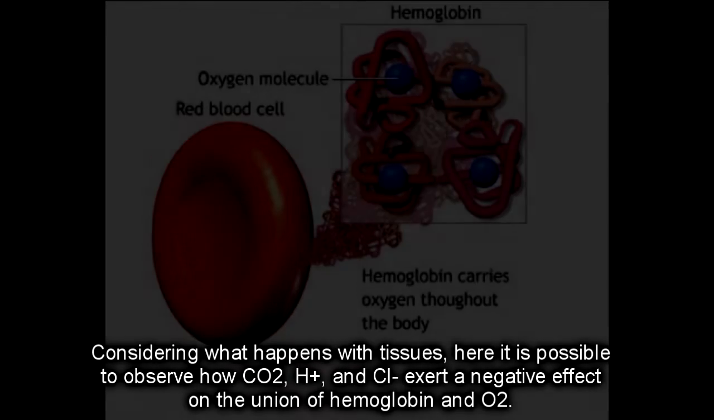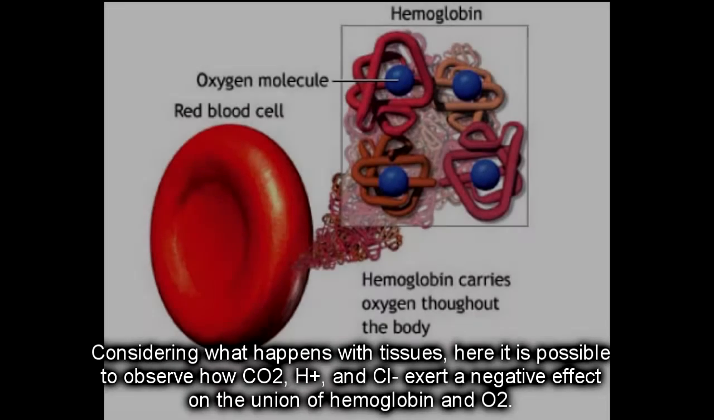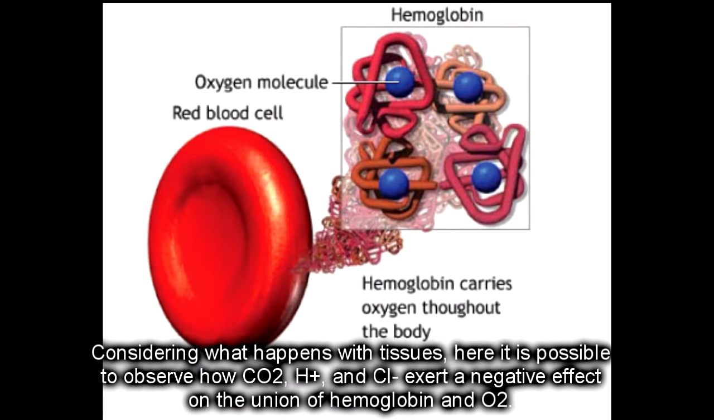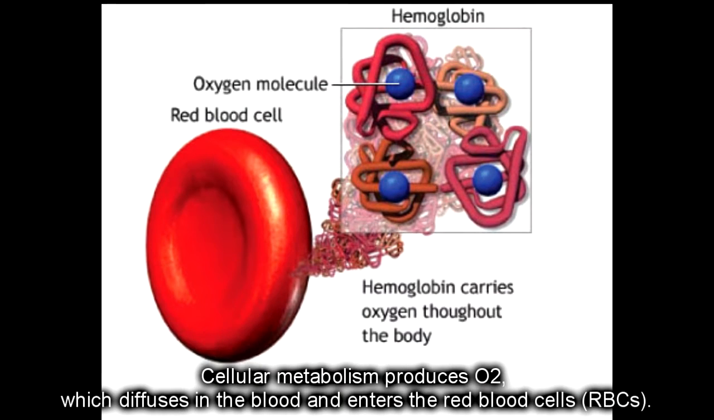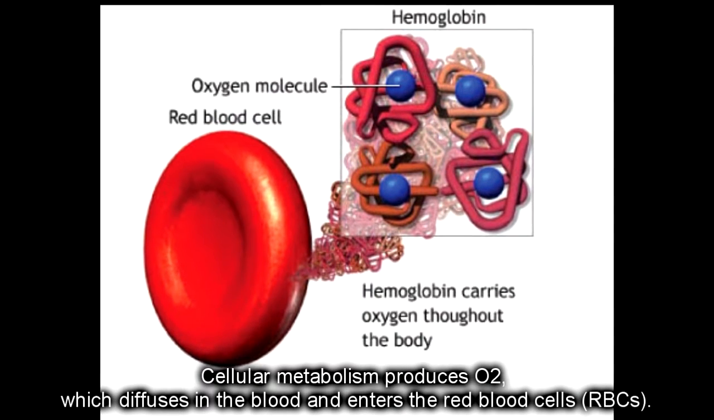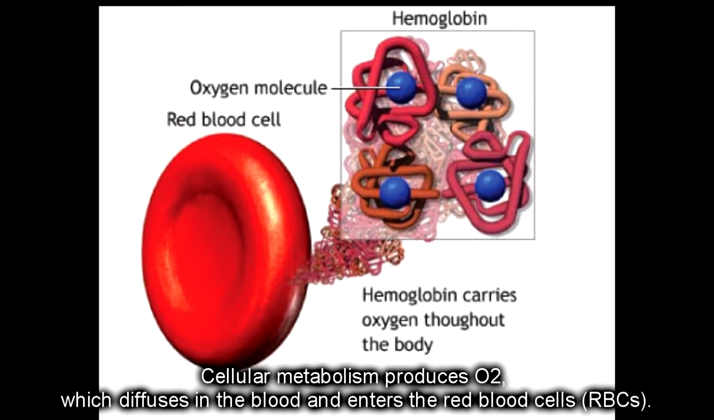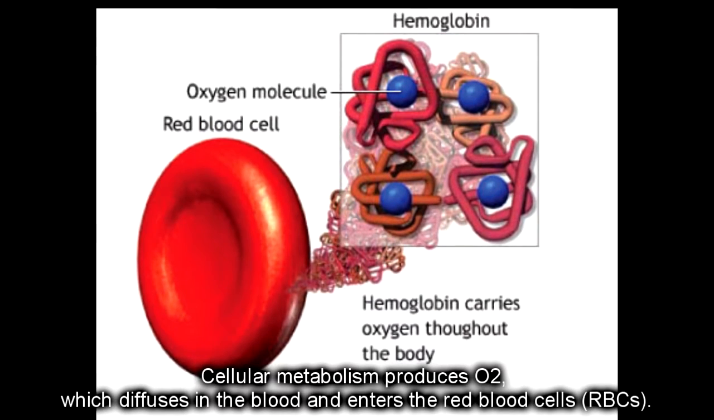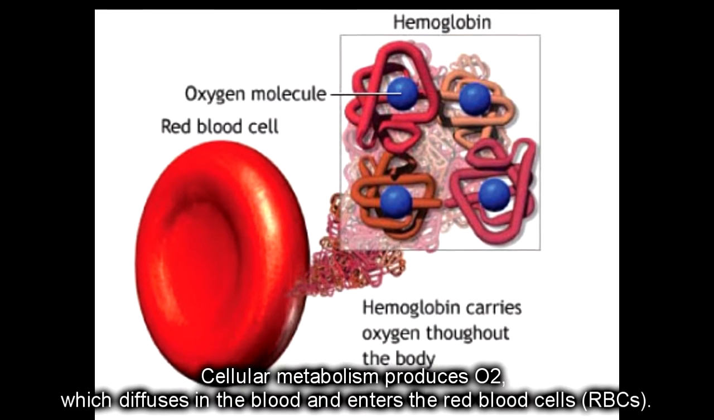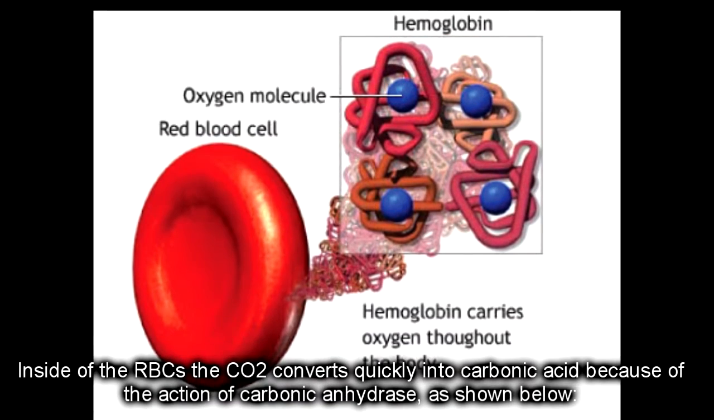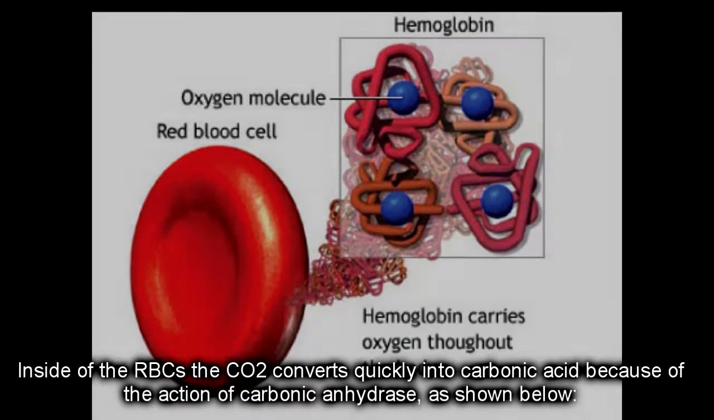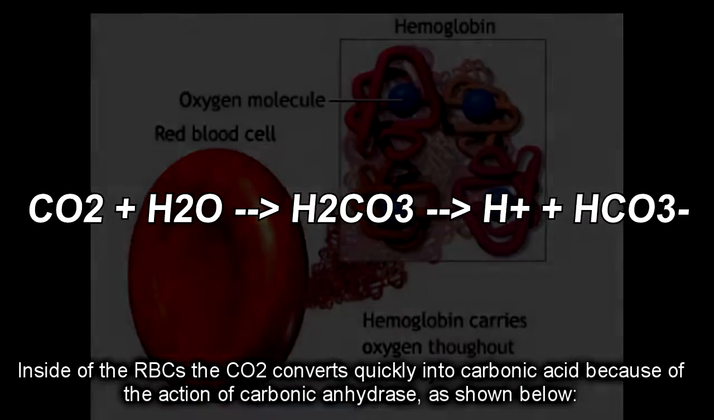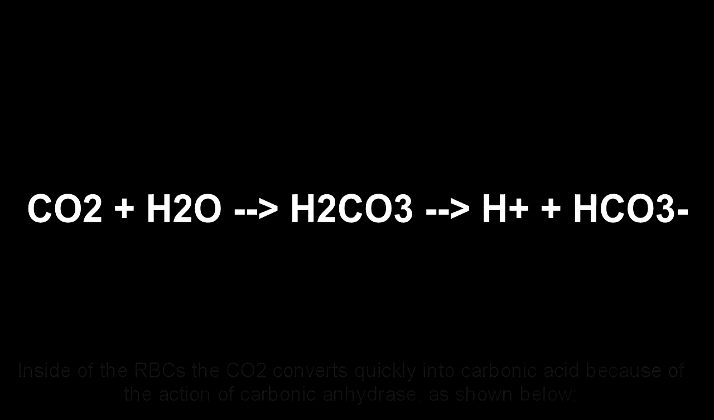Considering what happens with tissues, here it is possible to observe how carbon dioxide, hydrogen, and the anion of chlorine exert a negative effect on the union of hemoglobin and oxygen. Cellular metabolism produces carbon dioxide, which diffuses in the blood and enters the red blood cells. Inside of them, the CO2 converts quickly into carbonic acid because of the action of carbonic anhydrase, as shown below.